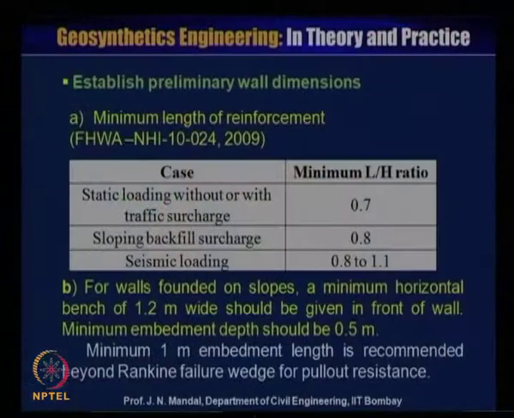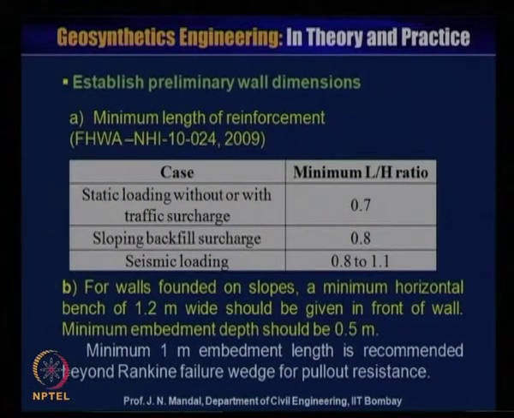Because in most cases failure can come about in numerous ways. There can be a geogrid tension failure, there can be a geogrid connection failure, there can be geogrid slipping, or sometimes the block, the modular block wall, fails. So you have to establish the preliminary wall dimension.